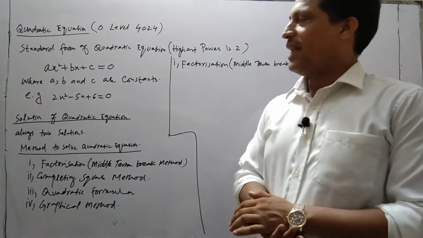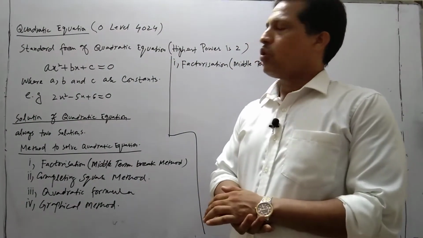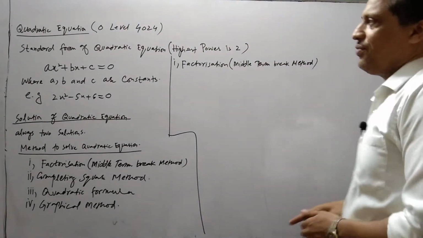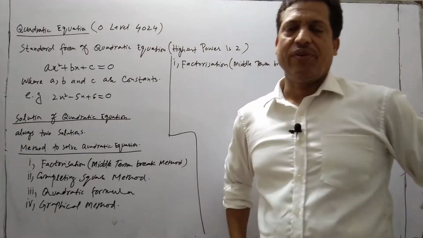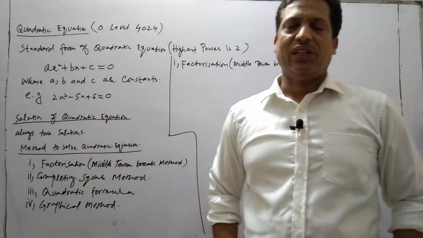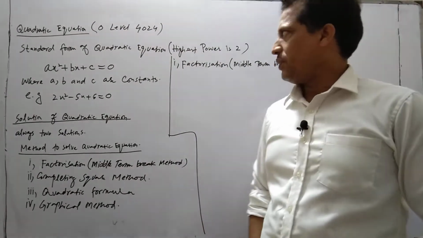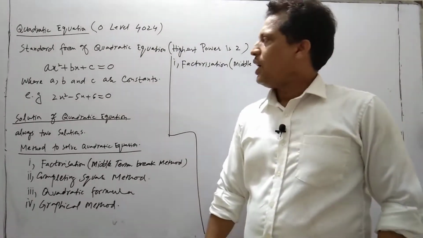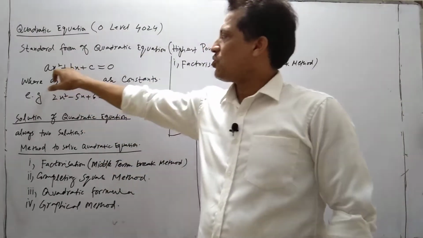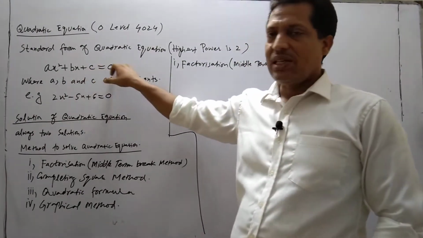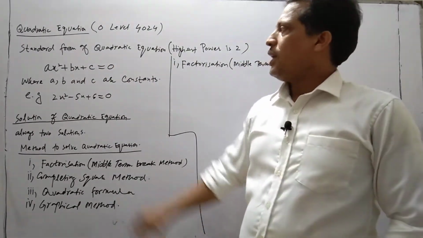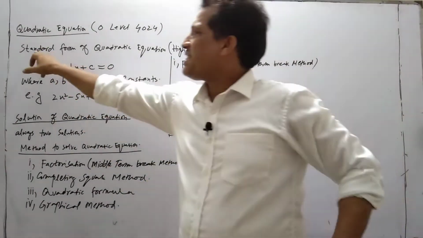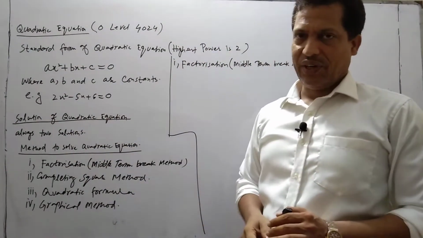Today I select a topic, quadratic equation. So students, first I want to give you a brief introduction about quadratic equation. What is a quadratic equation? An equation in the form of ax² + bx + c = 0. This form of quadratic equation is called the standard form of quadratic equation.